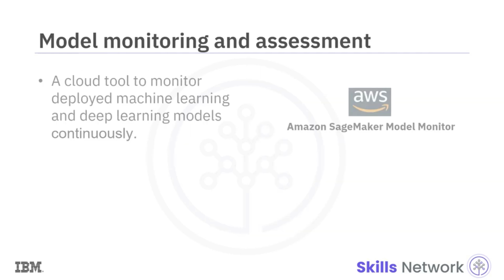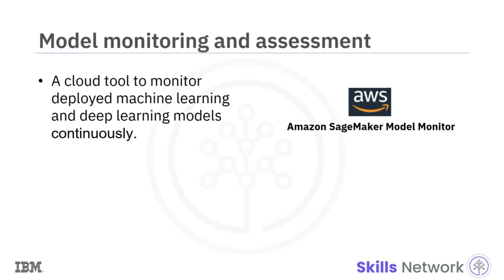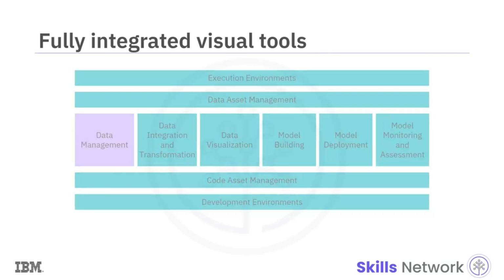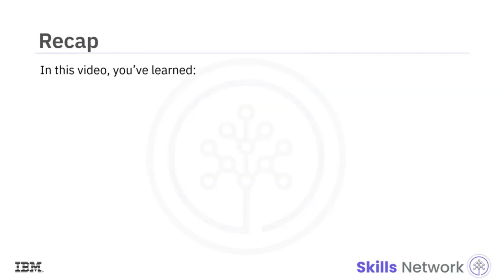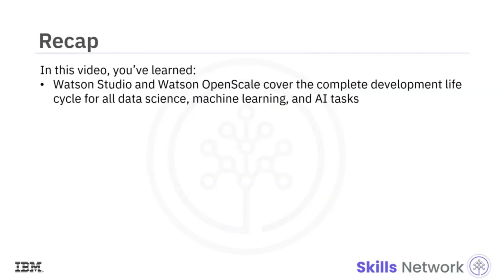interface. Amazon SageMaker Model Monitor is an example of a cloud tool to monitor deployed machine learning and deep learning models continuously. Every major cloud provider has similar tooling. Another tool for model monitoring is Watson OpenScale. Everything marked in green can be done using Watson Studio and OpenScale. In this video, you learned that Watson Studio and Watson OpenScale cover the complete development lifecycle for all data science, machine learning, and AI tasks.